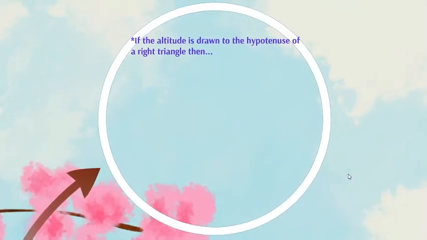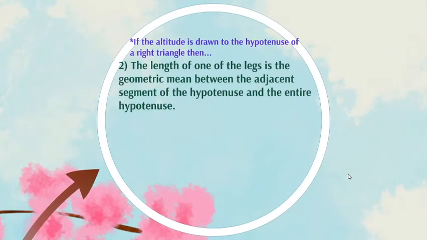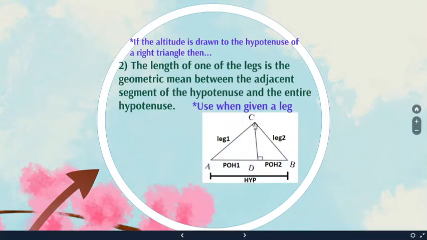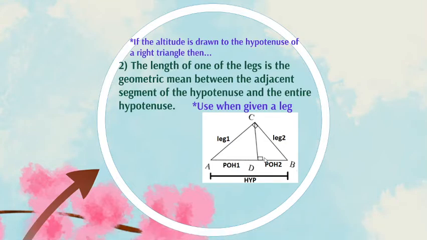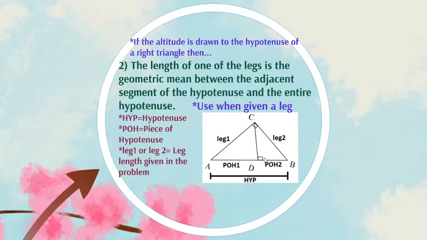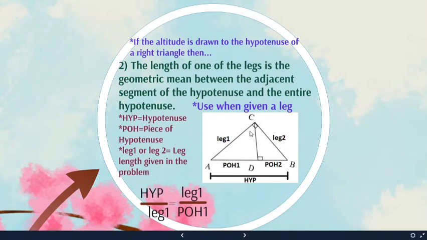Now the other case: if you are not given the altitude, but you are given one of the legs of the right triangle, so one of the sides of the right angle, this is when you're going to use this formula. If an altitude is drawn to the hypotenuse of a right triangle, which we've been talking about, then the length of one of the legs is the geometric mean between the adjacent segment of the hypotenuse and the entire hypotenuse. I know that's a lot to take in, so let's talk about what that means. In my picture, you use this formula if you're either given or trying to find one of the legs. The legs are the sides of the right angle in the right triangle.